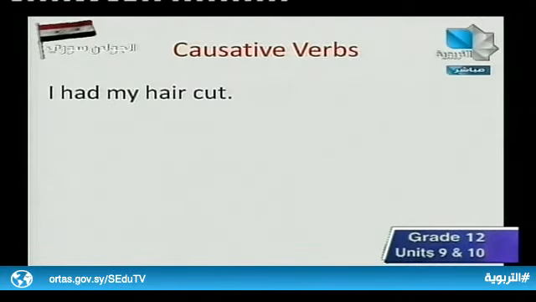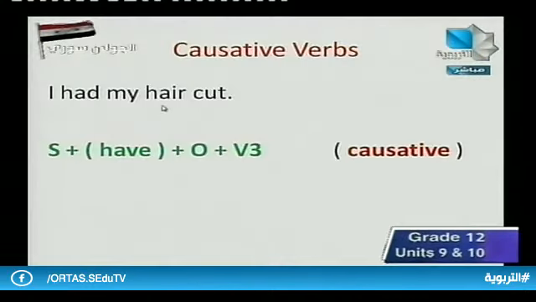What about the causative verbs now? With the causative verb have, we have a different structure. It's not active, of course. It's called causative. Would you please give us an example? I had my hair cut. Well, I cut my hair, but I didn't do that myself. Someone did that for me. And this is the causative verb. The grammatical structure is that we start with the subject, then have in the suitable tense. We use have in any tense, it's not a problem.